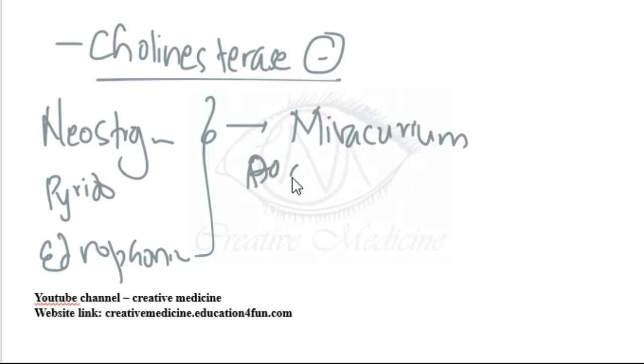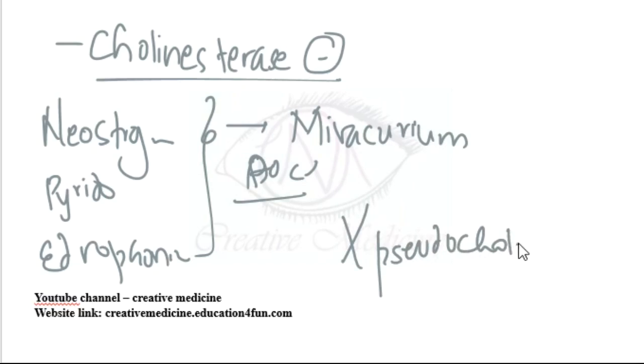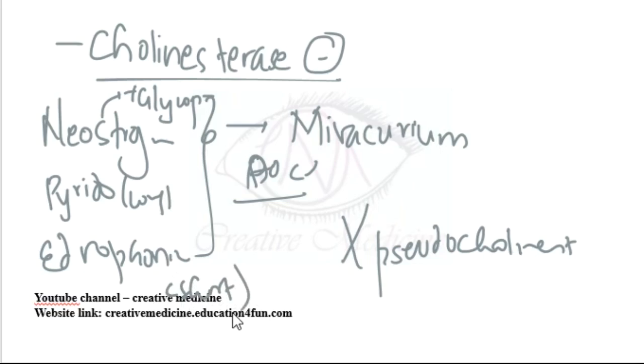These cholinesterase inhibitors do not inhibit pseudocholinesterase. So neostigmine can be combined with glycopyrrolate and it can be used. Pyridostigmine is long acting, whereas edrophonium is short acting. Edrophonium is the reversal agent of choice for mivacurium.